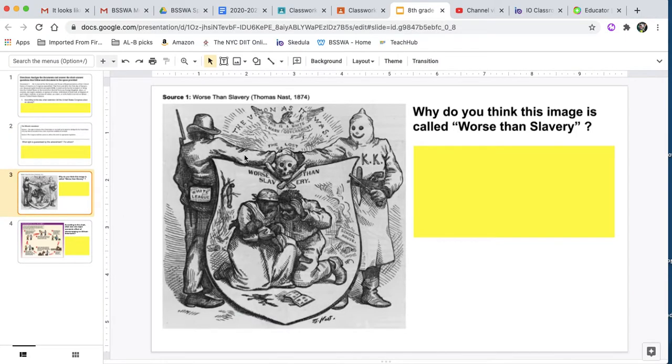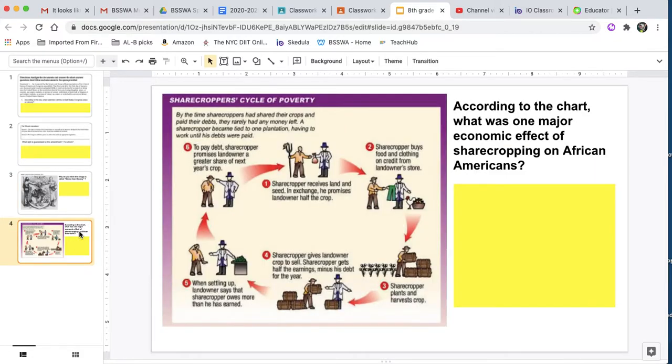Slide number 3. Why do you think this image is called worse than slavery? You're analyzing this actual image. Please make sure that you take a look at everything inside this picture, including the labels and the words that are on this picture, and then answer this question in this text box. You're able to use the magnifying glass to increase the slide so that you can have a better view of the picture.